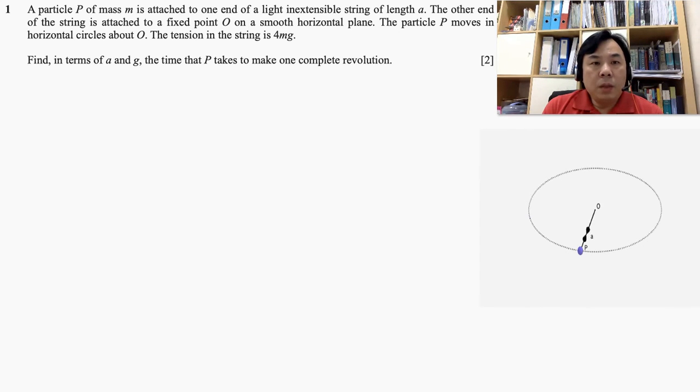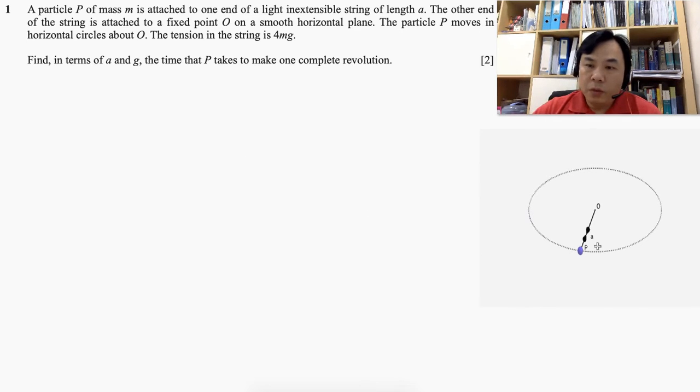Now, a particle P of mass m is attached to one end of a light inextensible string of length a. The other end of the string is attached to a fixed point O on a smooth horizontal plane. You can see that from the diagram that I have prepared here. The particle P moves in horizontal circles about O. The tension in the string is 4mg. Our task is to find, in terms of a and g, the time that P takes to make one complete revolution.